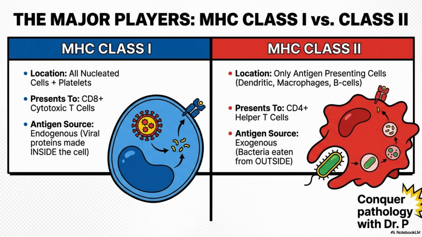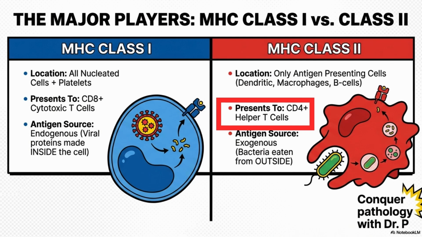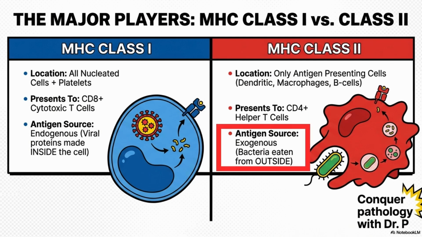MHC class 2 has restricted access. It is located only on antigen presenting cells like dendritic cells, macrophages and B cells. It presents to CD4+ helper T cells. The antigen source is exogenous, things eaten from outside, like bacteria.